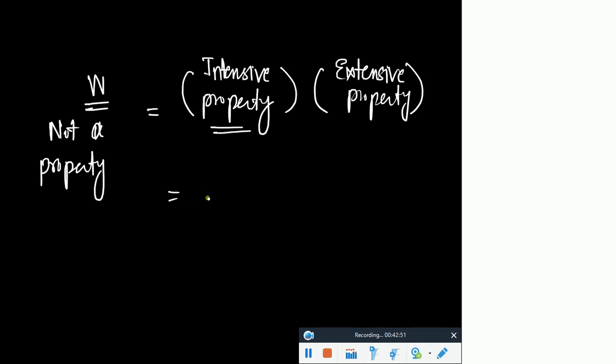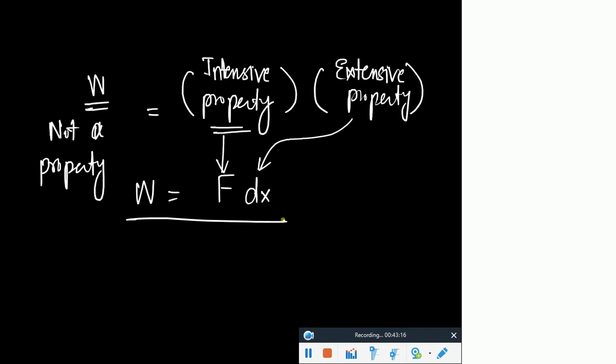Like for example, if I ask you, there is a system, f dx. Which one is the intensive and which one is the extensive one? This force would be an intensive property and this would be an extensive property. Now you are already very clear about the definitions of those two things, intensive and extensive. But my point is, whenever you mathematically model work done by any of those systems, you would see that somehow or the other it is a product of some intensive property into differential of some extensive property.